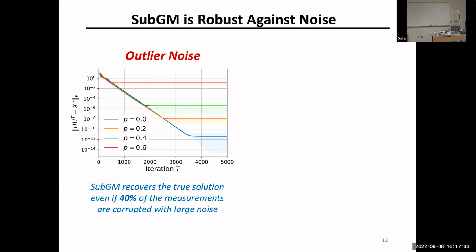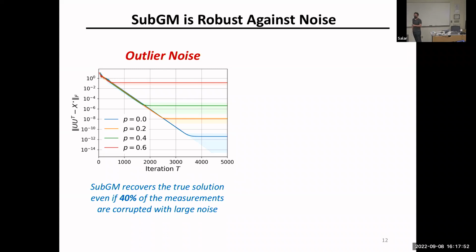So here you can see this orange line. It is 10 to the minus 8, and 20% of the measurements are completely wrong. I think X star must be the latent noiseless X. Yes, the low rank. Sorry, that is M star. That is the M star that I talked about.